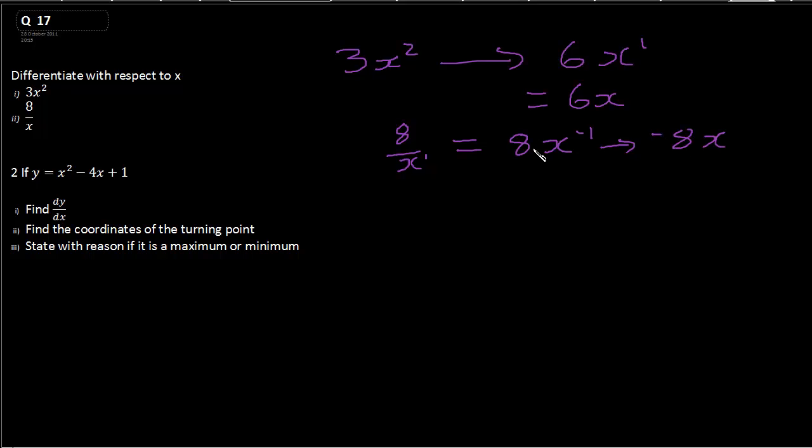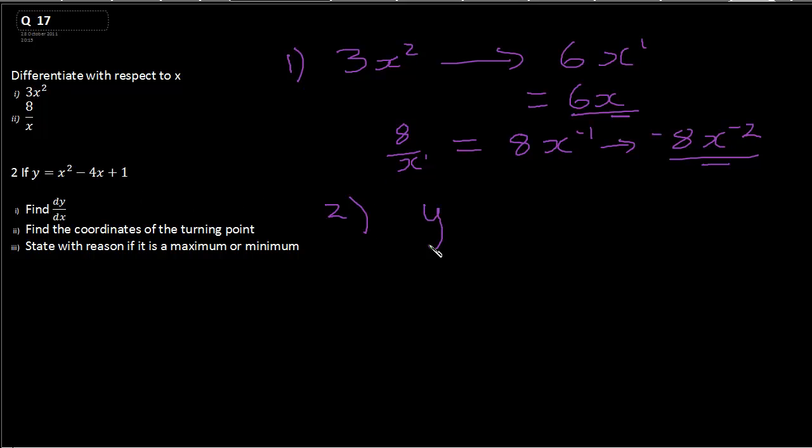And then we're going to take 1 off the power. We'll take 1 off minus 1 and we get minus 2. And that is our answer. So here are two answers to this. Now that was question 1. Let's have a look at question 2.